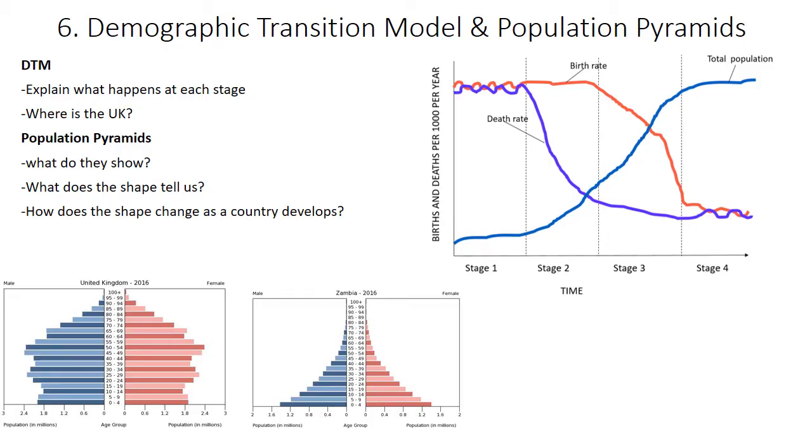As you move into stage 2, the birth rate's still high, but basic sanitation, basic hygiene like washing your hands after you go to the toilet, starts to have a dramatic decrease on the death rate, and so the population goes up. As you move into stage 3, more advanced medical techniques continue to cause the death rate to decrease. At this stage now, the birth rate also starts to decrease.